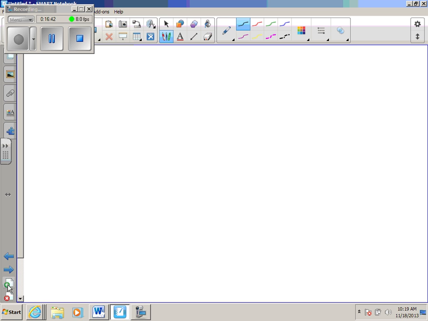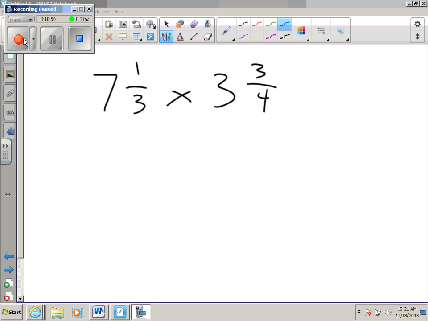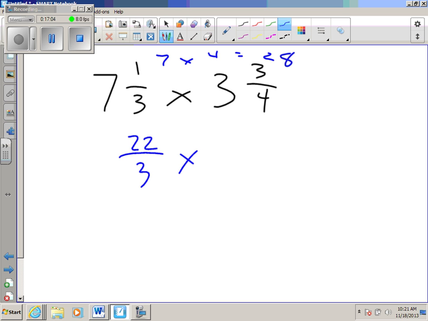So try this one. 7 1/3 times 3 and 3/4. Let's go ahead and just estimate real quick. 7 times 4 equals 28. I should get something in that neighborhood. Fraction form. 7 times 3, 21, plus 1 is 22/3. 12 plus 3, 15/4. Use the diagonal trick. 22 and 4, they're both even, right? So I can cut them both in half. 11 and 2. 15 and 3 both have 3 in common. There's 5. There's 1.